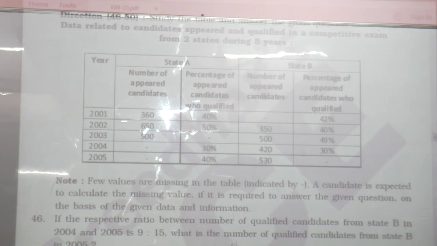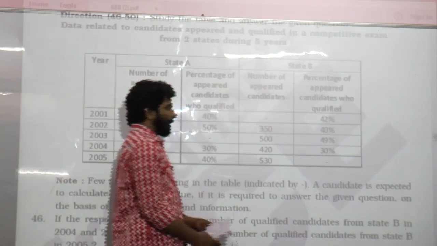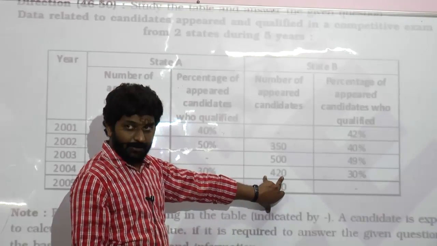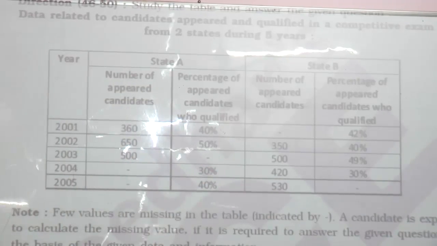Next, more than 1 came up, so we still have to work it out. Come on. In state B, in 2004, 30% of 42. What about 10%? 42. 30%? 42 three times.